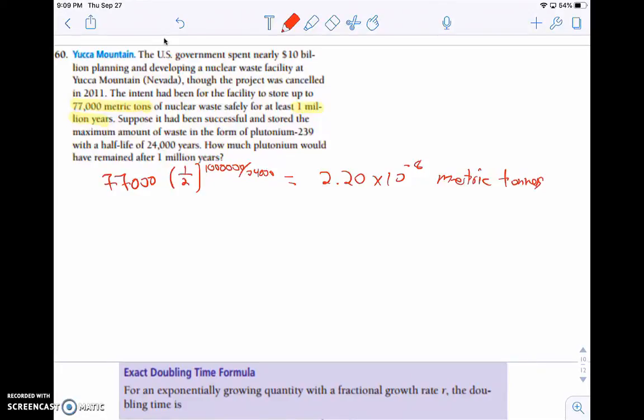Oops, spelled that wrong. Metric tons. So after a million years, it would virtually be untraceable. Again, it's such a small number, but that's looking at a million years to break it down to untraceable rates. And so hopefully you can see the power that we have here as we look at this idea of half-life and things breaking down.